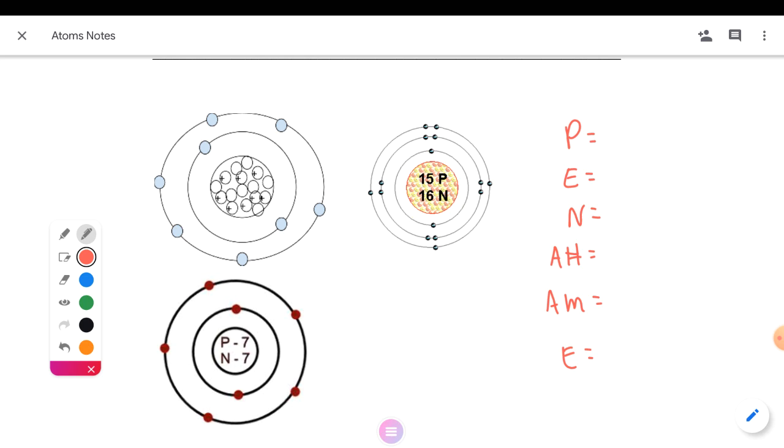Kaden, how many protons does this atom have? 15. How did you know that? Because it says 15. Okay. Dominic, how many electrons does it have? 15. Electrons?